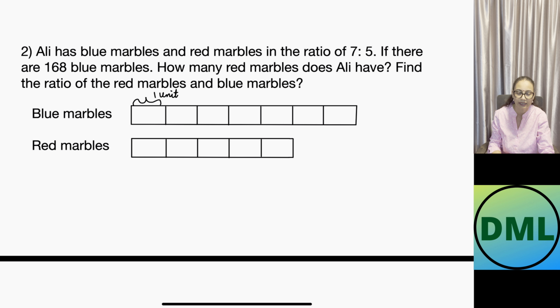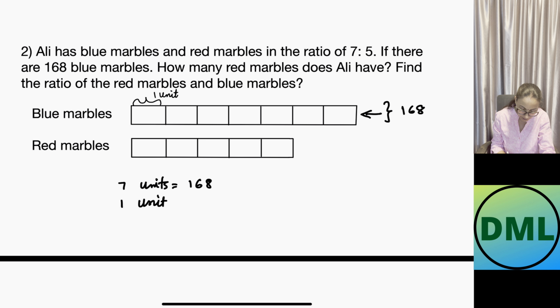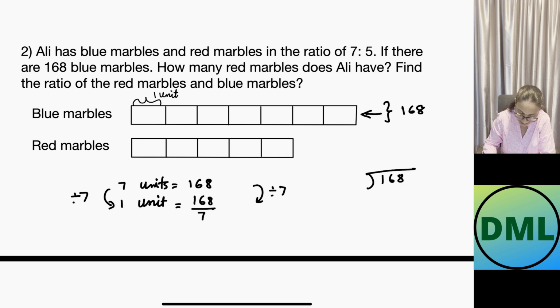I need to calculate this answer. What he is telling us, there are 168 blue marbles. This shows you that this is the blue marbles. The total blue marbles are 168. How many units are they? They are 7 units. 7 units is equal to 168. Let's write down here. 7 units is equal to 168. How will we find out the answer for 1 unit? How do you reach from 7 to 1? Divided by 7, right? The same operation we have to do here, divided by 7. This will be equal to 168 divided by 7. Let's divide it here.